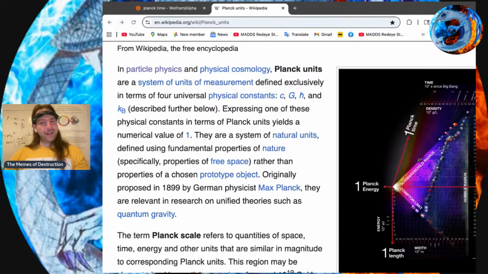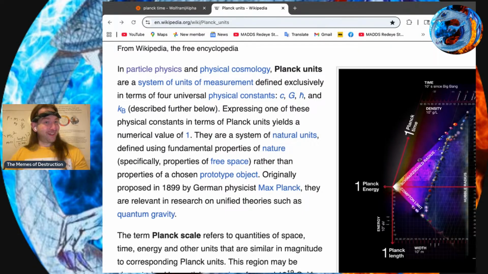c, the speed of light; big G, the Newtonian gravitational constant; h-bar, the elementary unit of action; and k_B, Boltzmann's constant. Expressing one of these physical constants in terms of Planck units yields a numerical value of 1. They are a system of natural units, defined using fundamental properties of nature, or specifically properties of free space, rather than properties of a chosen prototype object.